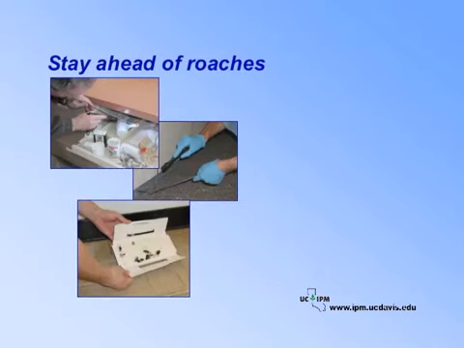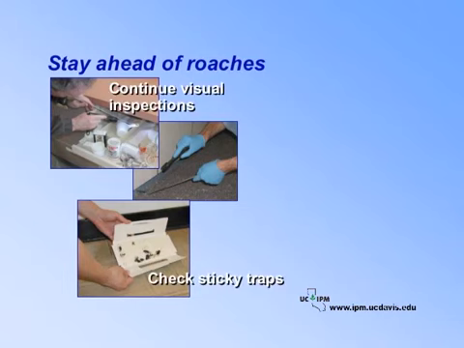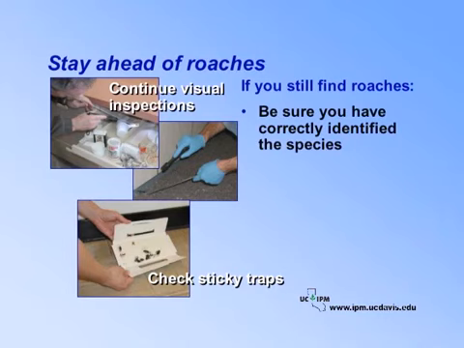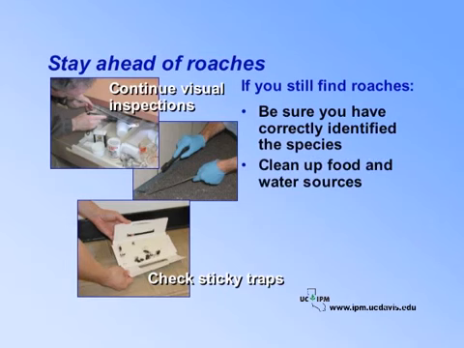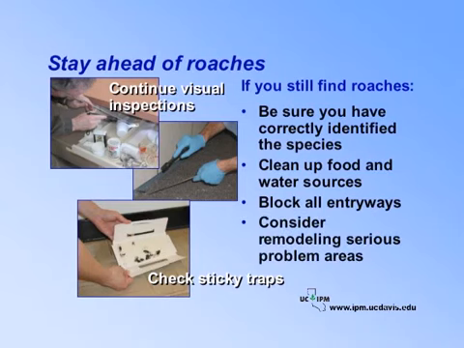Stay one step ahead of the cockroaches. Continue visual inspections and checking sticky traps to make sure the cockroach population is under control. If you are still finding evidence of roaches after a treatment, make sure you know what species you have and that you are managing them appropriately. Continue to clean up all food and water sources, and to block all roach entryways. Consider remodeling areas that continue to have serious problems.